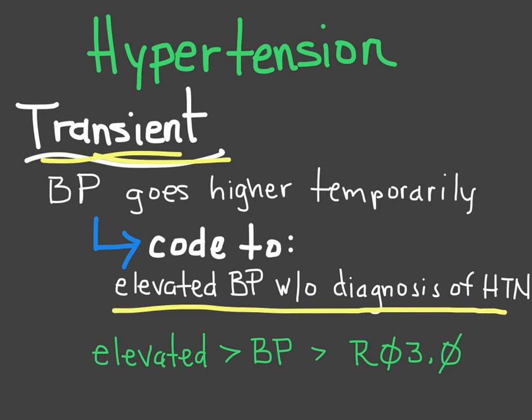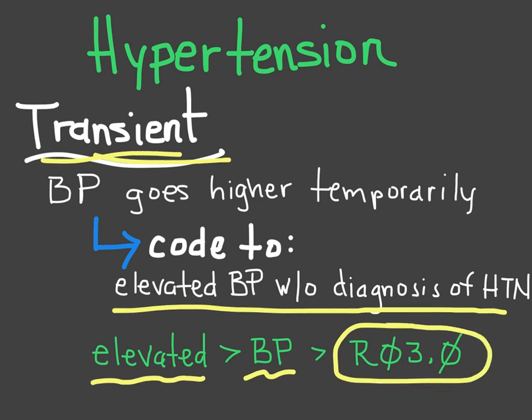So instead of coding to that main term of hypertension, we will be going to the main term of elevated, with the subterm blood pressure, which leads us to code R03.0. So something else to keep in mind when you see that transient documentation.